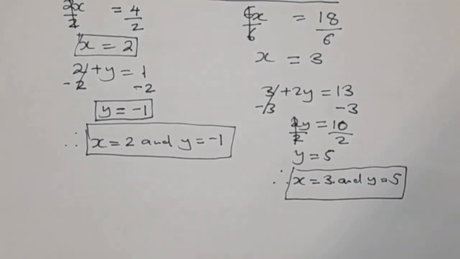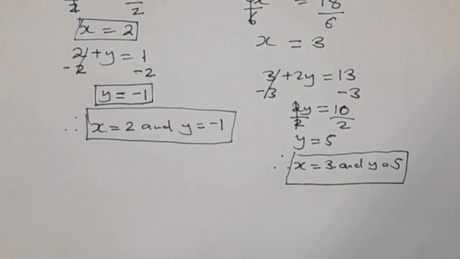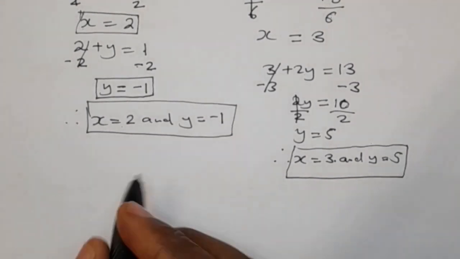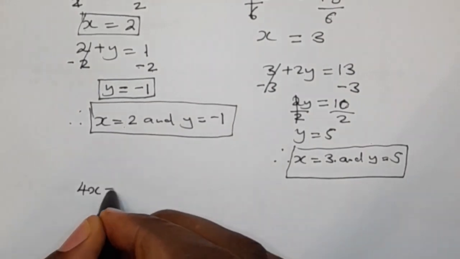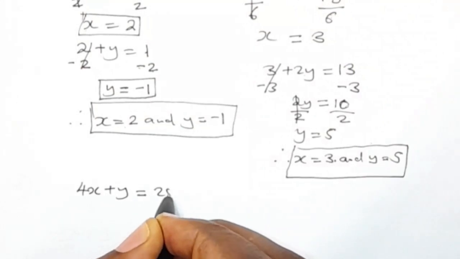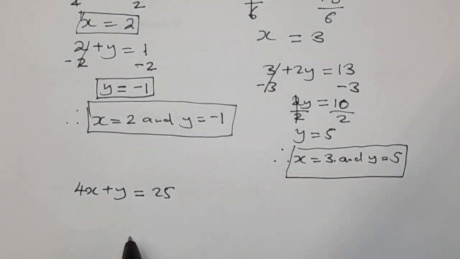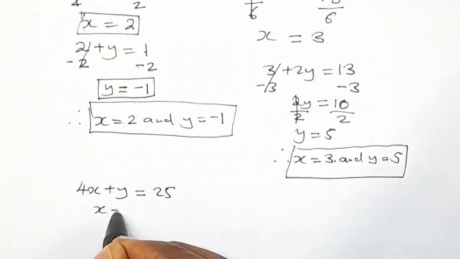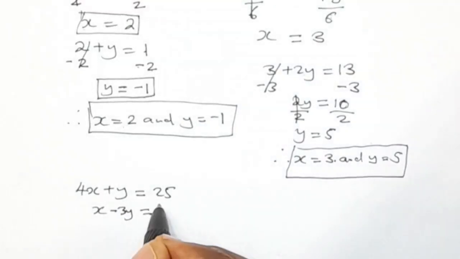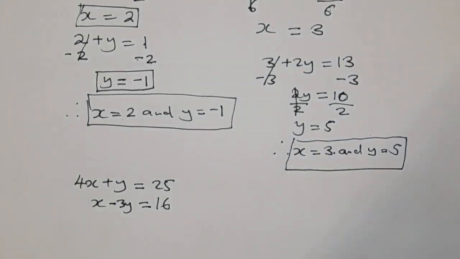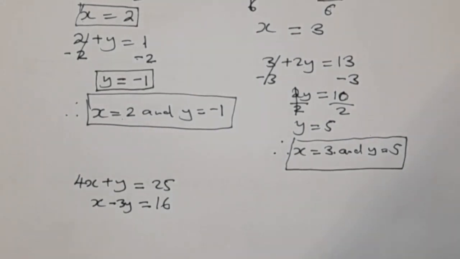Okay, let's look at the third example. We have 4x plus y is equal to 25, and x minus 3y is equal to 16. So this one is a bit different from the ones that we have been solving. So this one requires some tricks for you to solve it.